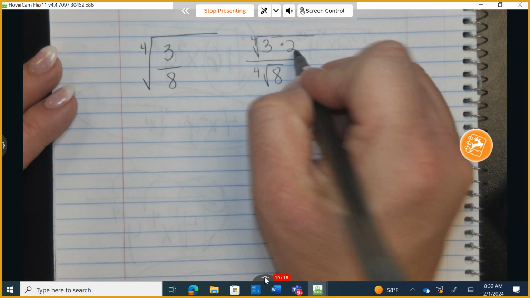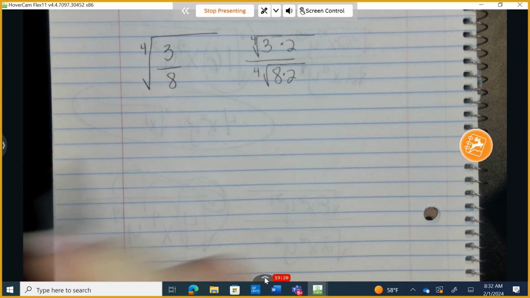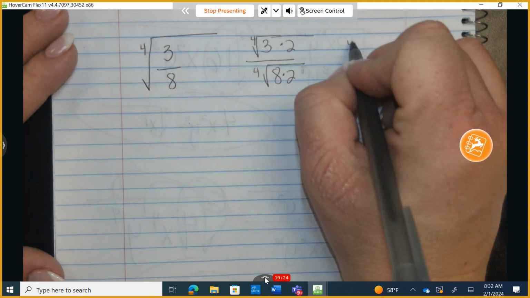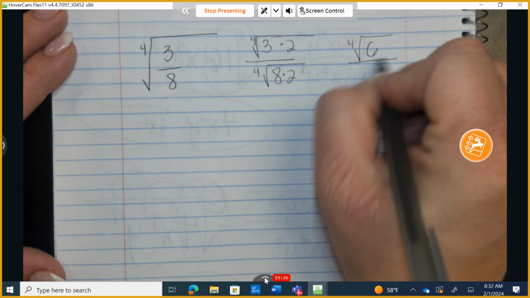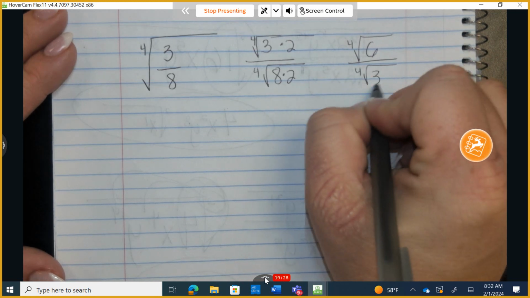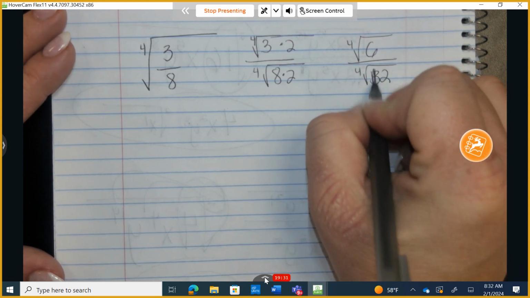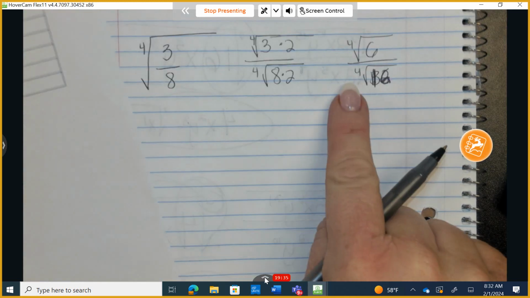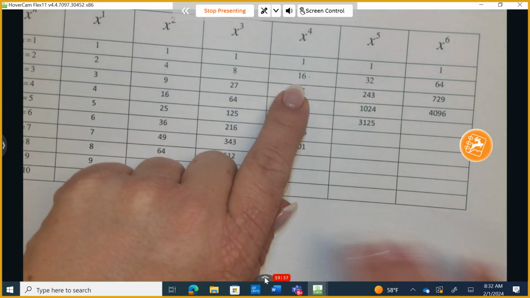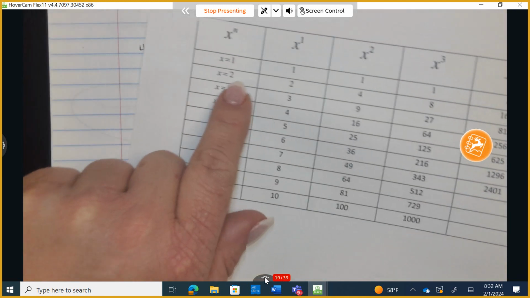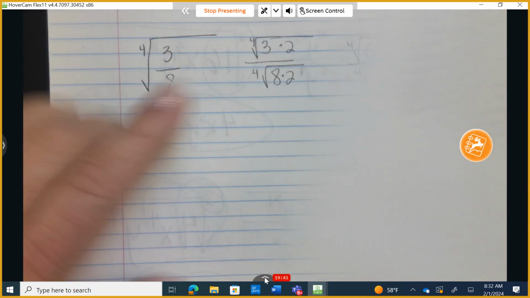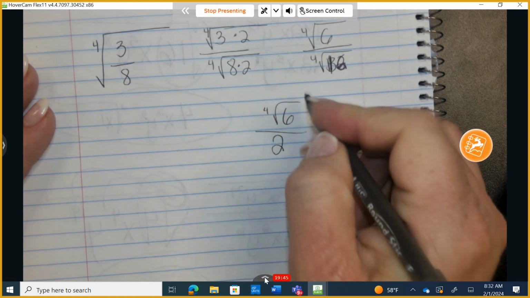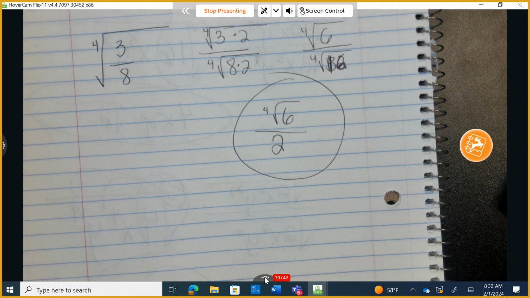Whatever we do to the top, we must also do to the bottom to ensure this original expression keeps the same value. So now I have the 4th root of 6 on top and the 4th root of 16 on the bottom. All right, let's find the 4th root of 16. 4th root of 16 is right here. I go straight across and I have an answer of 2. That means my bottom number is 2 and the top is the 4th root of 6. That's as far as I'm going to go.